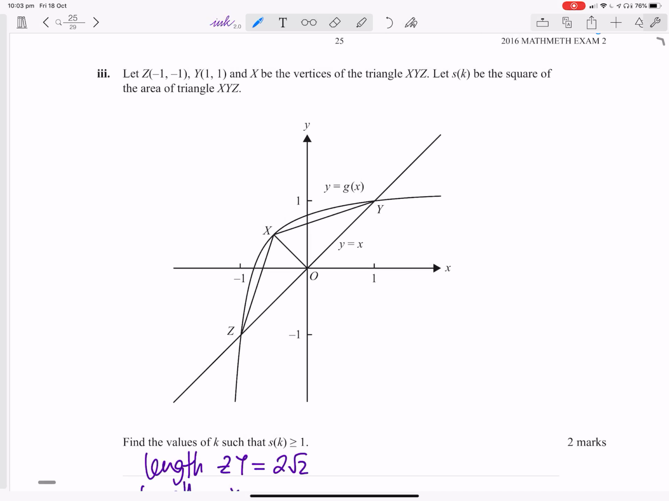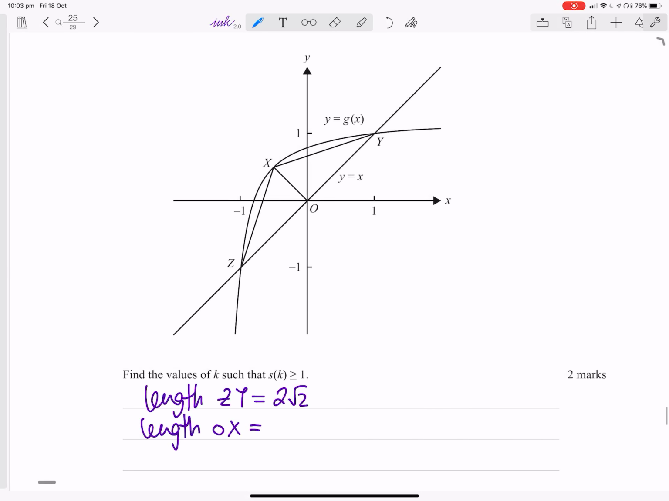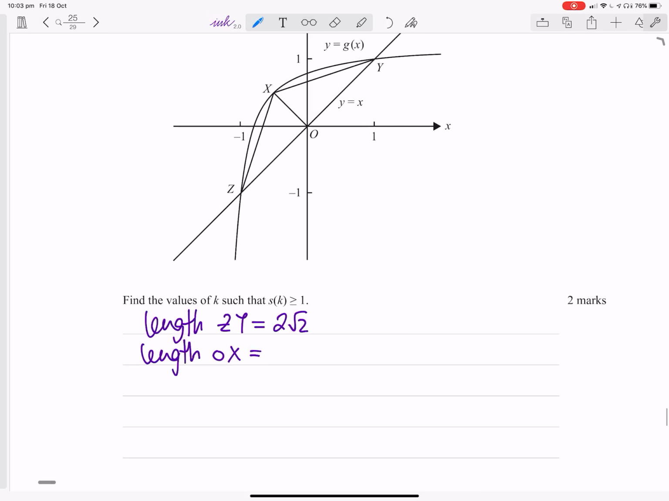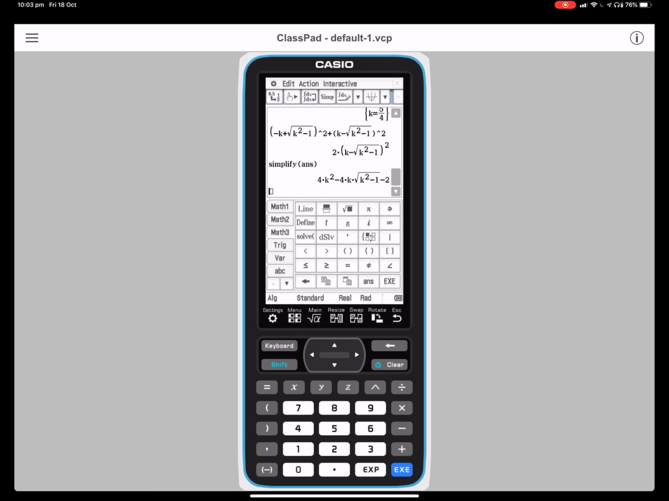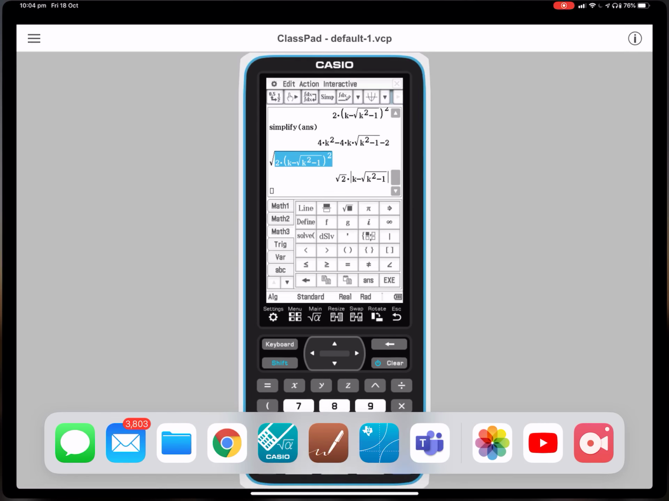Let S_K be the square of the area of the triangle. So that length is the square root of that. We'll just leave it like that because it's the square of that. 2k minus root of (k squared minus 1) squared.